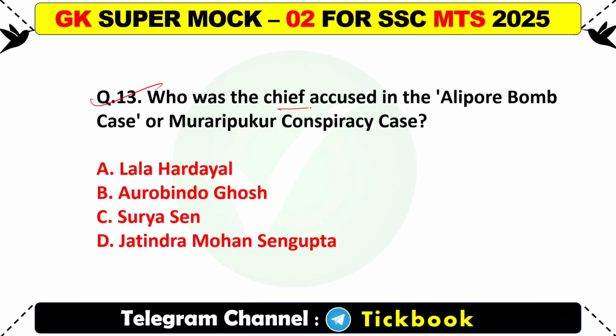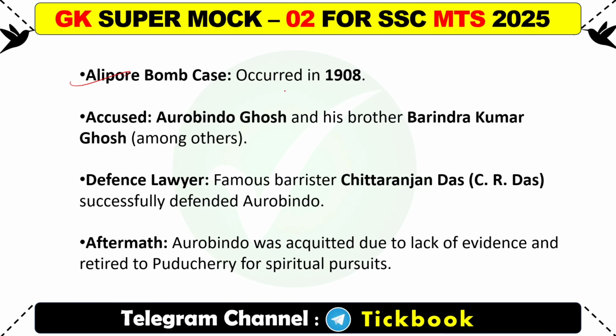13. Who was the chief accused in the Alipur bomb case or Muraripukur conspiracy case? Option number B, Aravinda Ghosh. Alipur bomb case occurred in 1908. Accused, Aravinda Ghosh and his brother Barindra Kumar Ghosh. Defense lawyer, famous barrister Chittaranjan Das, C.R. Das, successfully defended Aravinda. Aftermath, Aravinda was acquitted due to lack of evidence and retired to Puducherry for spiritual pursuits.